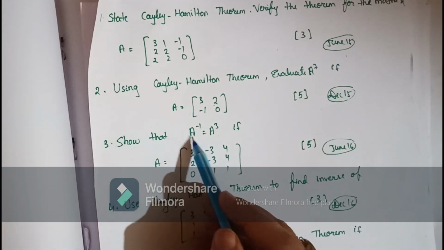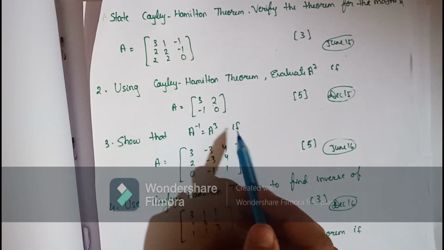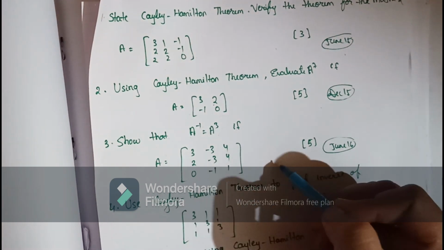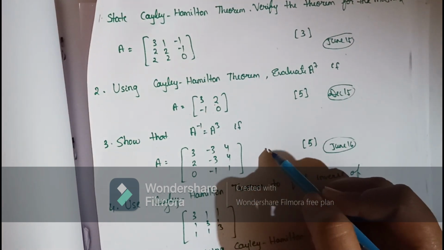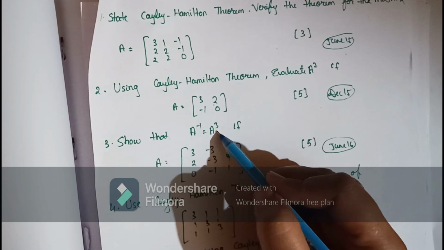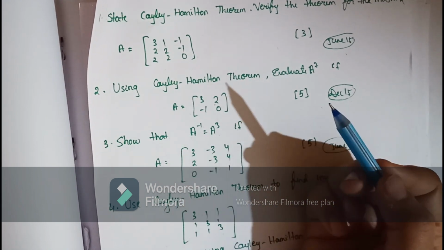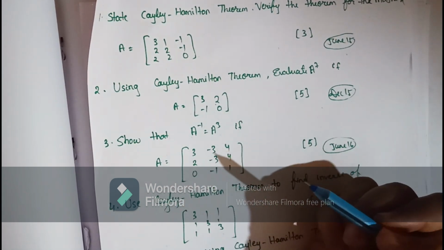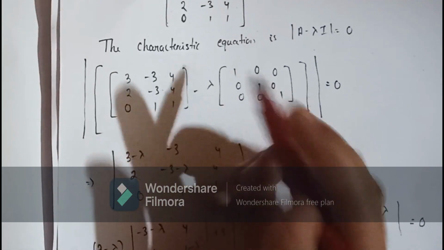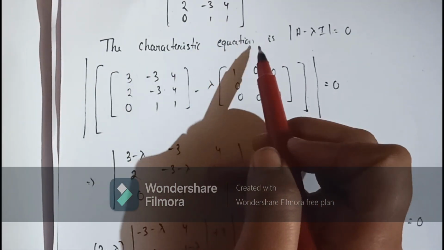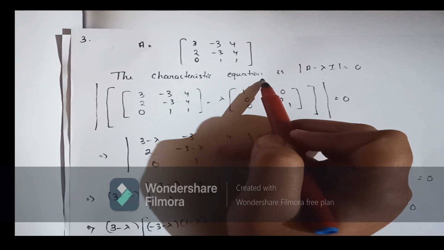Next question: show that A inverse is equal to A cube if A is equal to this matrix. Now look, here no method is given, but as I told you, we can find the powers of any matrix using the Cayley-Hamilton theorem. That means here also we need to use the Cayley-Hamilton theorem. So this is matrix A. We have to find the characteristic equation. We are going to find the inverse and the power using the Cayley-Hamilton theorem.